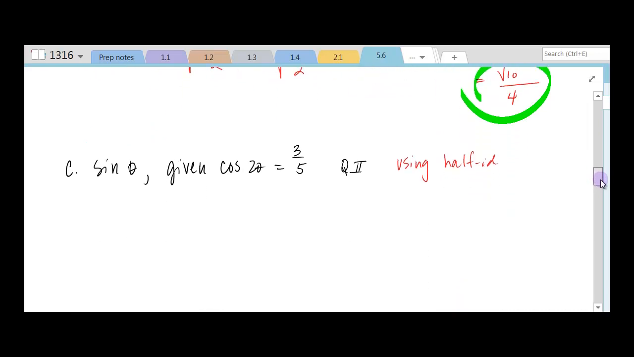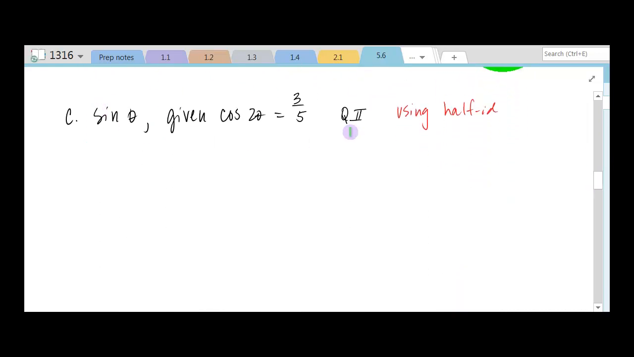Let's try this one more time. Given a different scenario, we're still going to apply the half angle identities that we're working with. We're given that the cosine of 2 theta is 3/5, and I want to find out what the sine of theta is using the half angle identity. The half angle identity for sine says the sine of a over 2 is equal to the square root of 1 minus the cosine of a, divided by 2, so plus or minus.